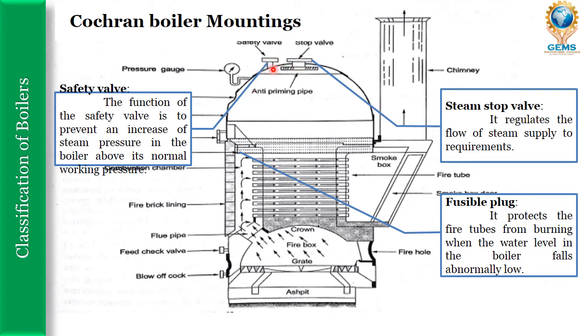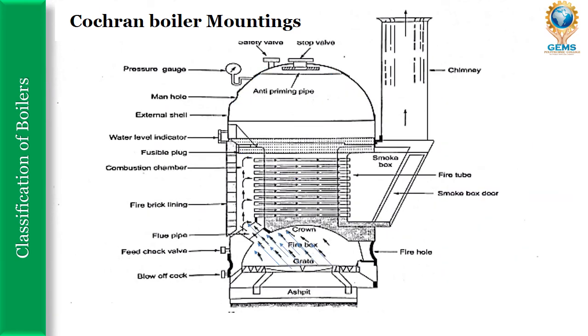And this is the safety valve. The function of the safety valve is to prevent an increase of steam pressure in the boiler above its normal. Now let's see the animation of how the Cochran boiler is working.